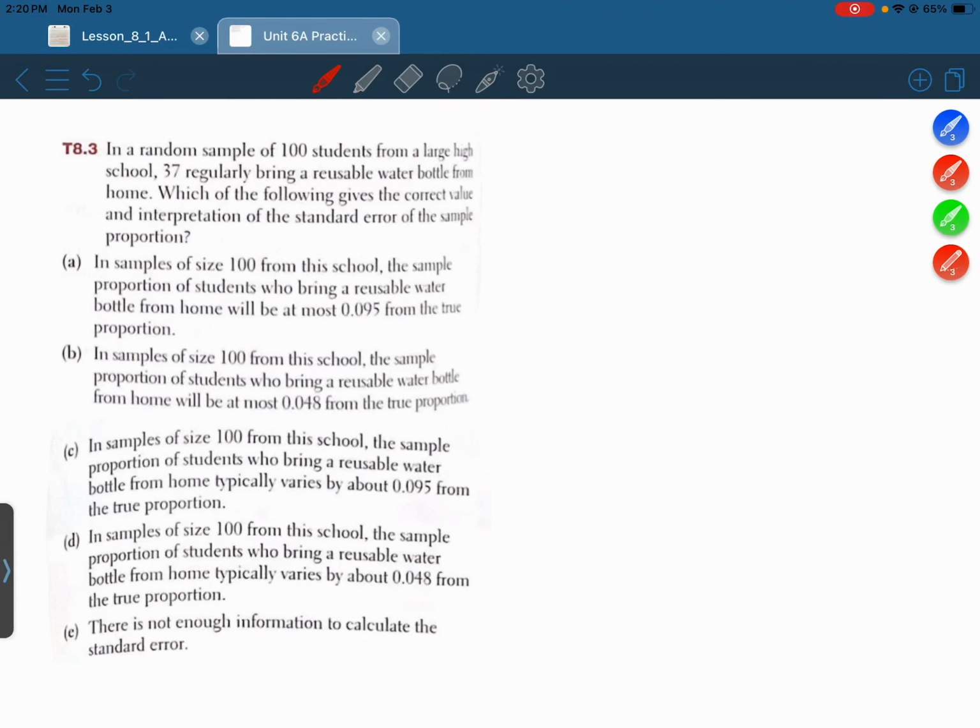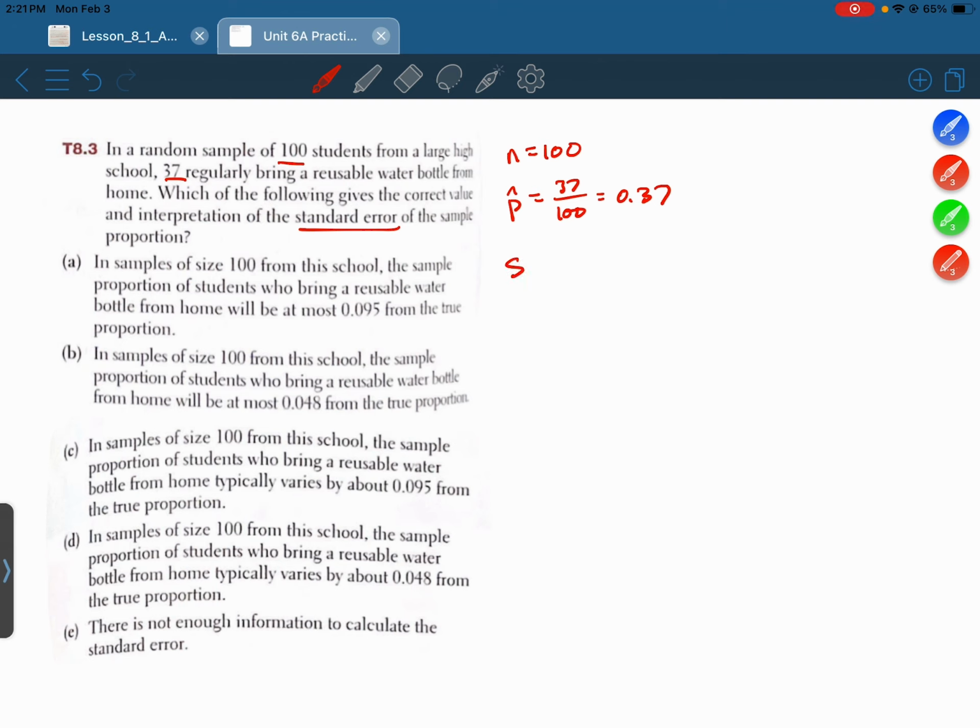T8.3. In a random sample of 100 students from a large high school, 37 regularly bring a reusable water bottle from home. Okay, so from that, we can write the sample size is 100, and the sample proportion is 37 over 100, or just 0.37. Which of the following gives the correct value and interpretation of the standard error of the sample proportion?